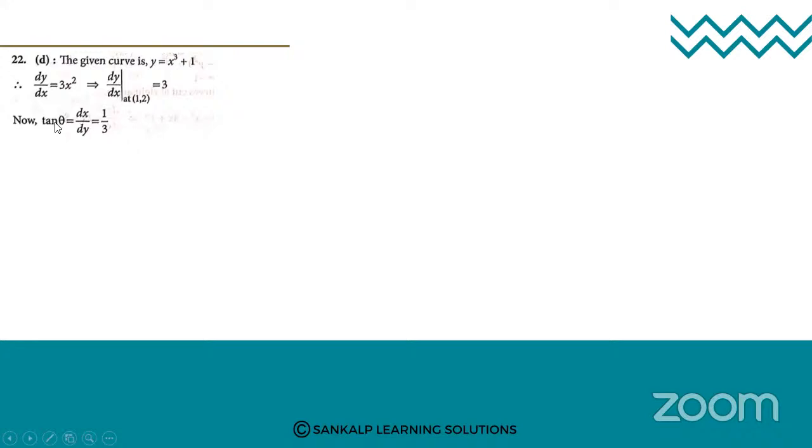But actually this dy by dx is 3. We want dx by dy because we want it with respect to y-axis. So tan theta will be equal to the reverse of 3, that is 1 by 3. If they would have just asked x-axis, then the answer would be 3. But here they have asked it with respect to y-axis, so the answer will be 1 by 3. Option D will be the right answer. Next.